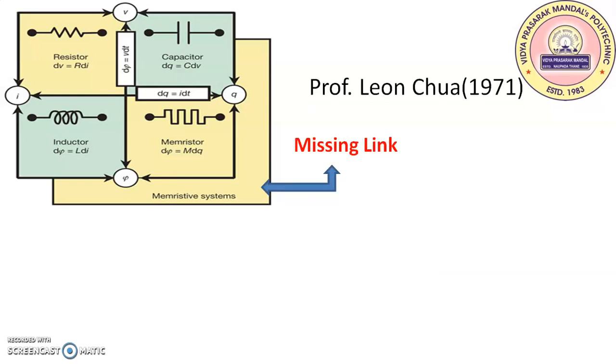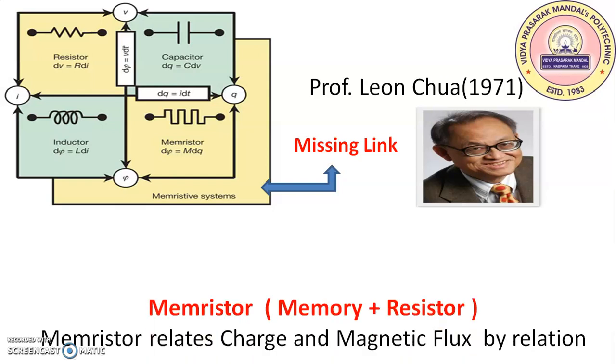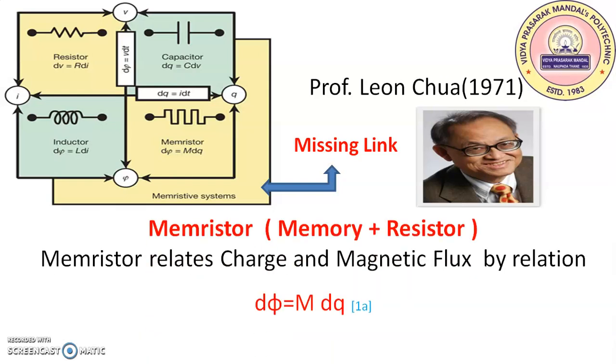In 1971, Professor Leon Chua postulated the missing link on the basis of logical symmetry reasons. He named this hypothetical concept memristor, that is, resistor with memory. Professor Chua mathematically proved that memristor is a fundamental circuit element and it relates charge and magnetic flux with the equation d phi equal to M into dq.